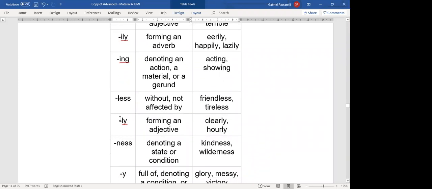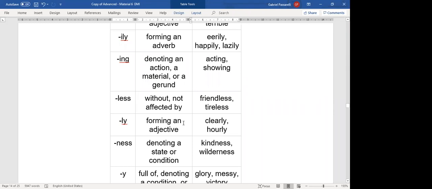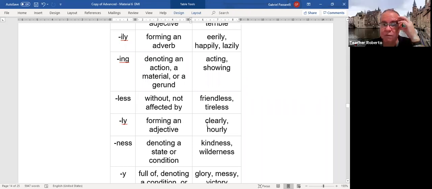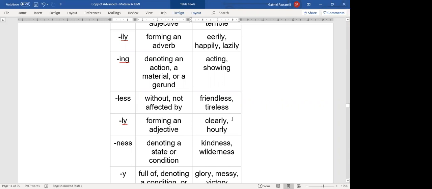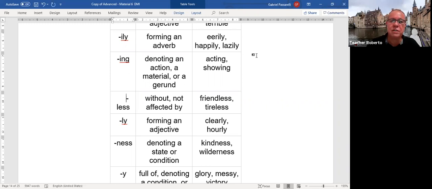Yeah, so the ly forms an adjective. Be careful, because many people memorize that ly forms an adverb, okay? Not always. There are many adjectives that are formed with ly, like friend, friendly, okay? All right? So when you see a word with ly, my suggestion is, before you jump to conclusions that it's an adverb, take a look.